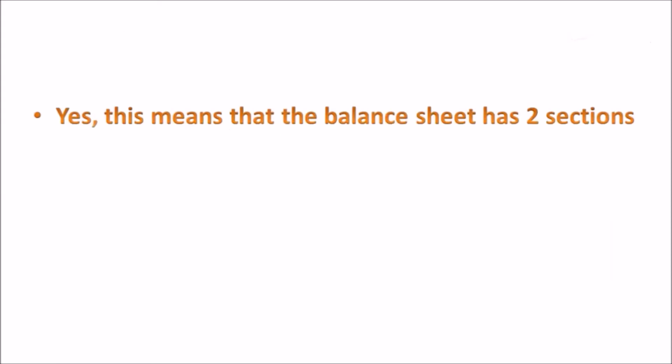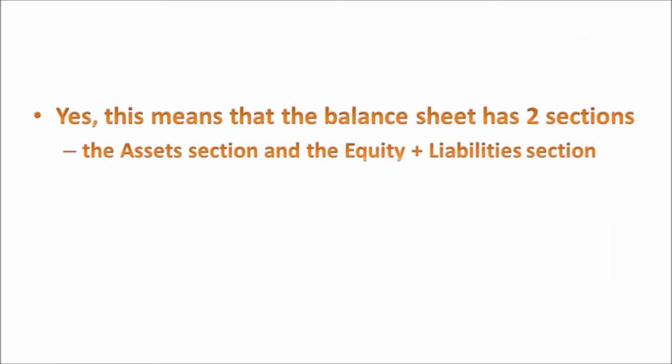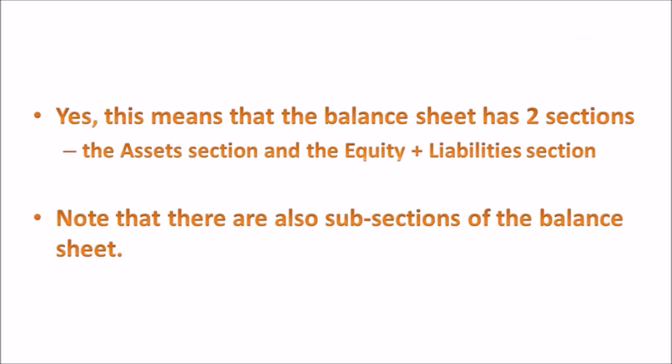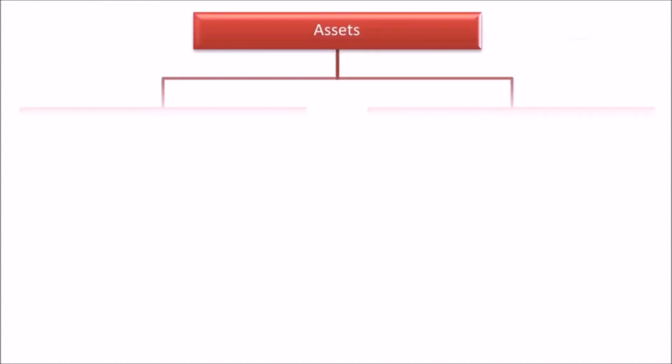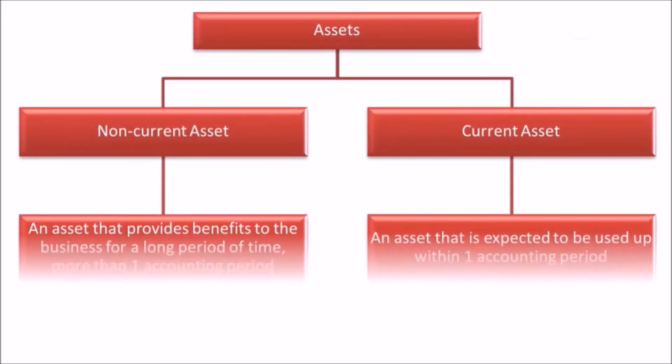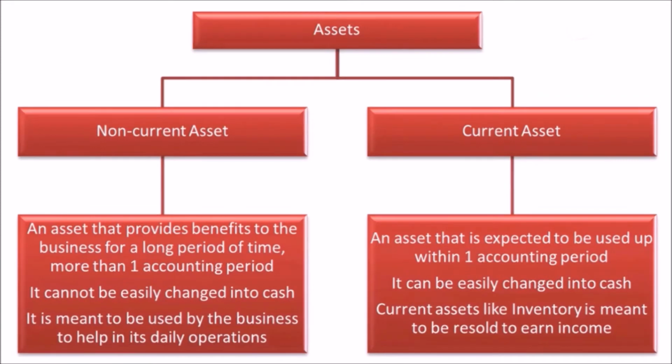This means the balance sheet has two sections, the assets section and the equity plus liabilities section. Note that there are also subsections of the balance sheet which I will explain now. Assets can be classified as non-current and current. Non-current assets provide benefits to the business for a long period of time, more than one accounting period. It cannot be easily changed to cash. It is used by the business to help in the day-to-day operations.